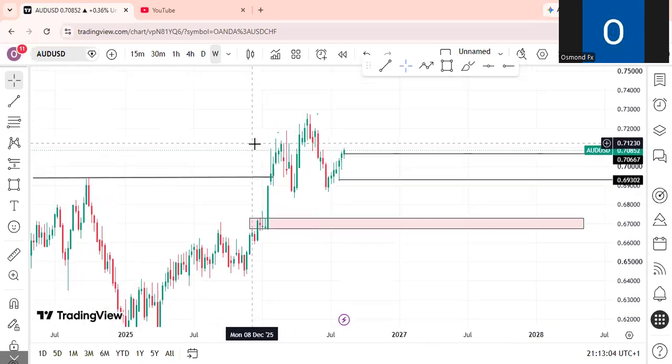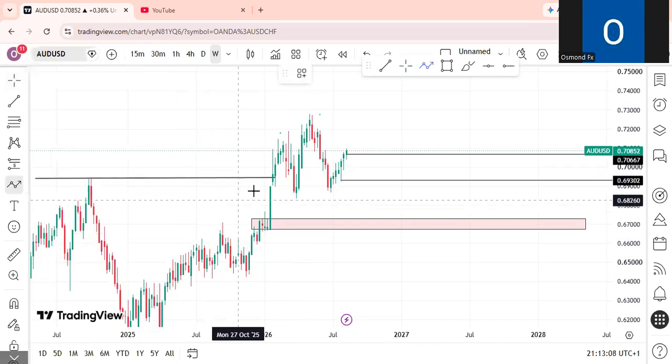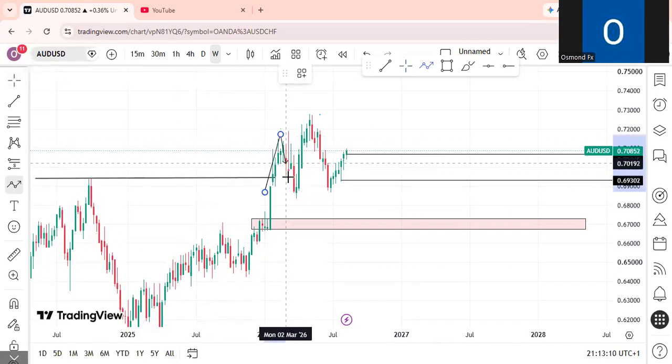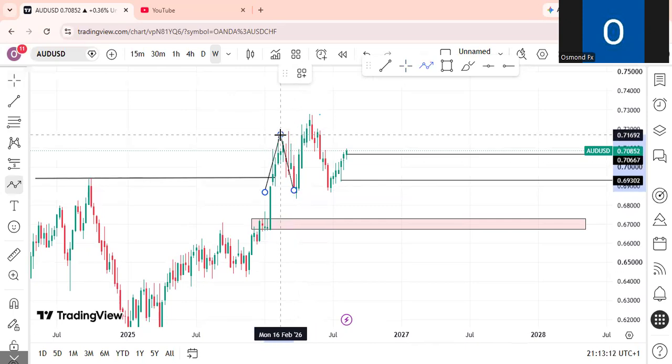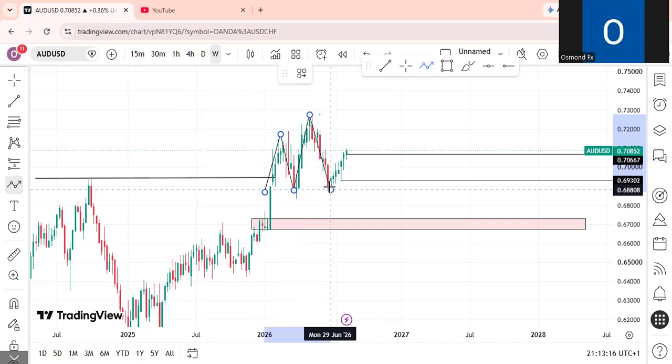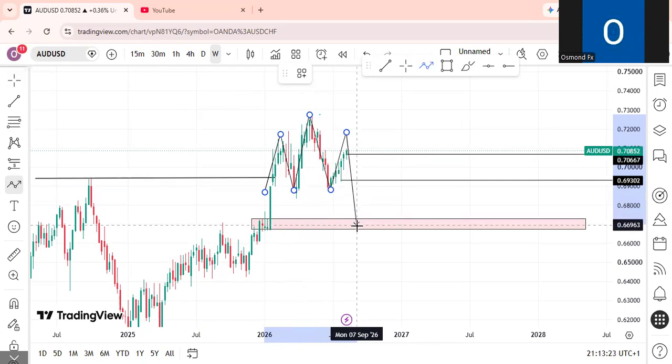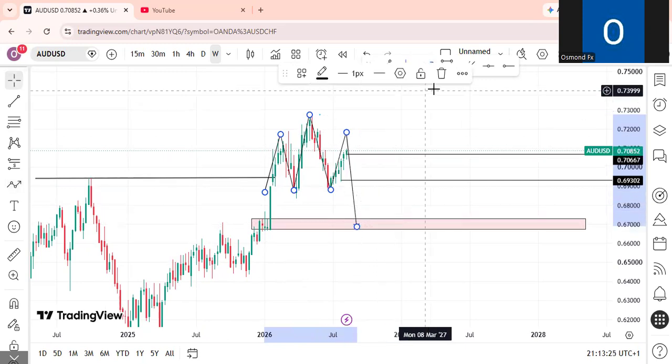You see that the market is kind of trying to give us a head and shoulders pattern. You guys know the head and shoulders pattern. Here is the left shoulder. Here is the head. And here the market wants to give us another shoulder, which is the right shoulder, before the market will sell to the downside here.